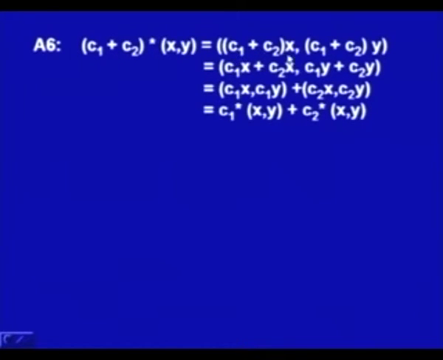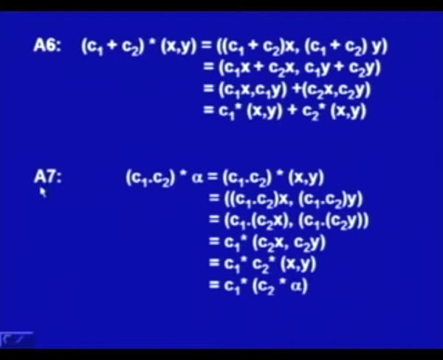So, it is (C1 plus C2) x comma (C1 plus C2) y by the definition of scalar multiplication, and then of course, these are simply numbers as we are doing again and again. So, they can be simply multiplied, and then we finally have C1 star (x, y) plus C2 star (x, y). So, the property A6 is also verified for this class.